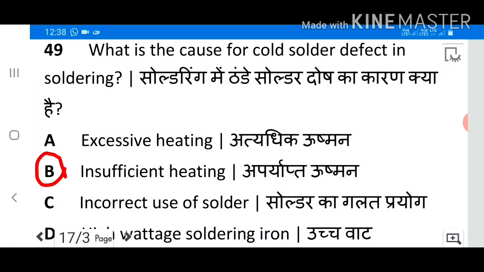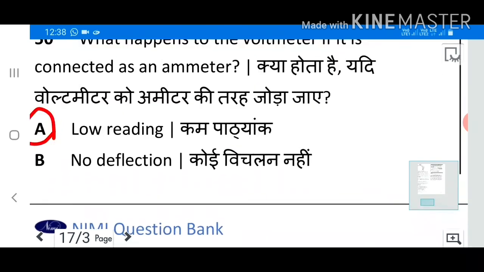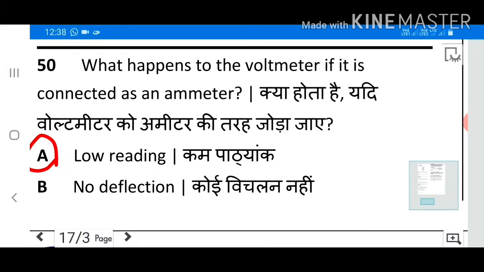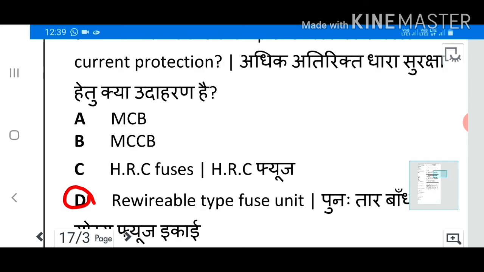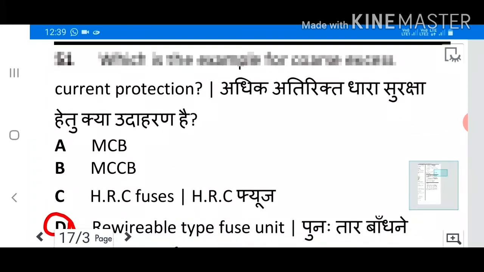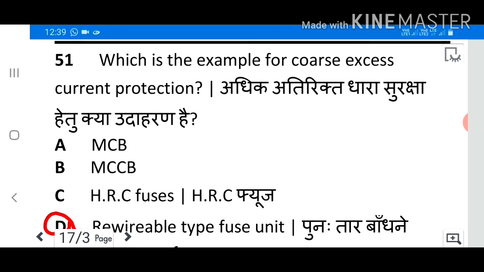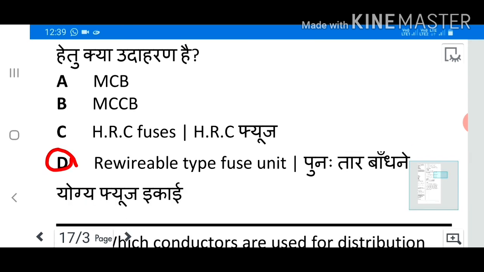49. What is the cause for cold solder defect in soldering? Answer B. Insufficient heating. 50. What happens to the voltmeter if it is connected as an ammeter? Answer A. Low reading. 51. Which is the example for coarse excess current protection? Answer D. Rewirable type fuse unit.